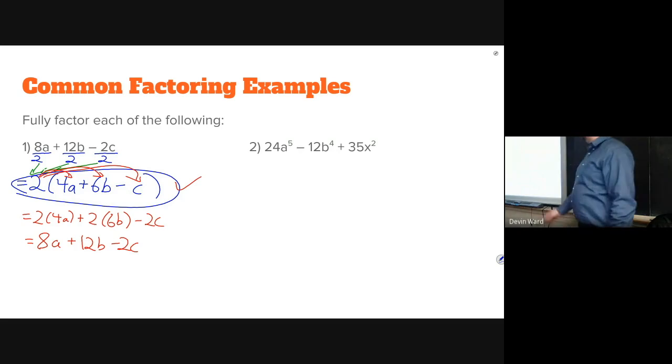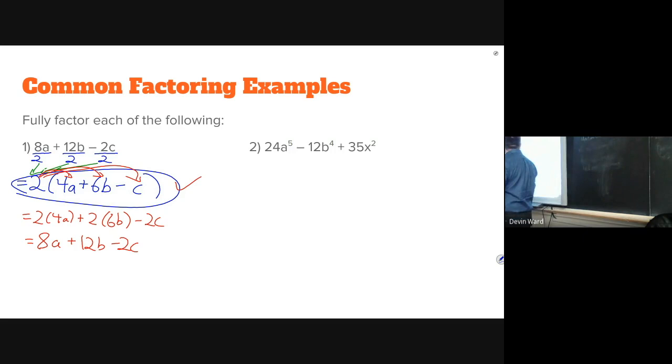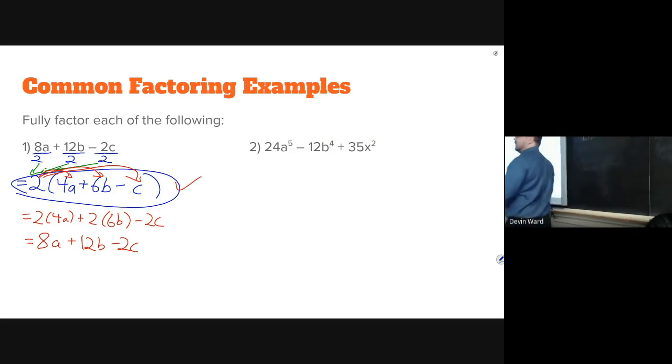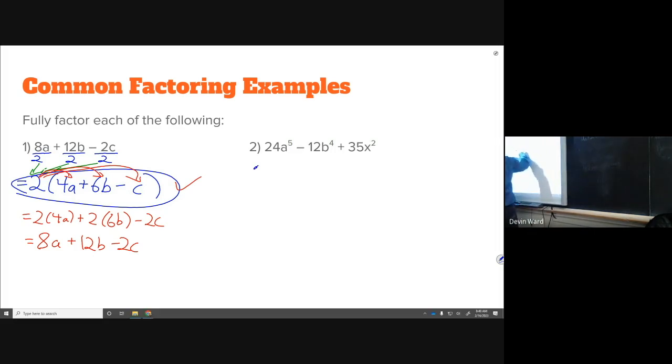Number 2, 24a to the power of 5, minus 12b to the power of 4, plus 35x squared. First, check, is there a number that can go into all these coefficients? No. Because 24 and 12 are even, so there could be 12, could be 4, but they won't go into 35. The 35 has 5 and 7, but they can't go into 12 and 24. So, no common number.